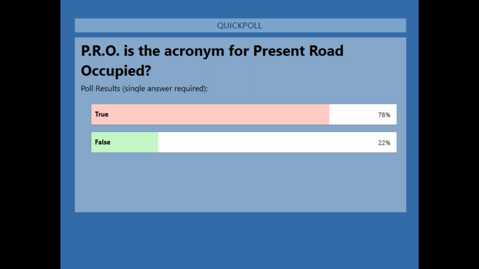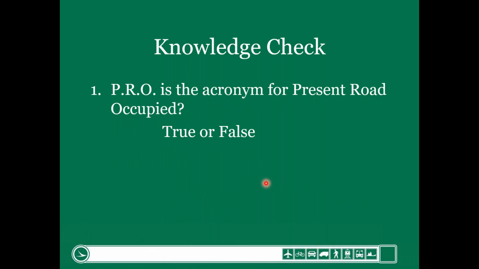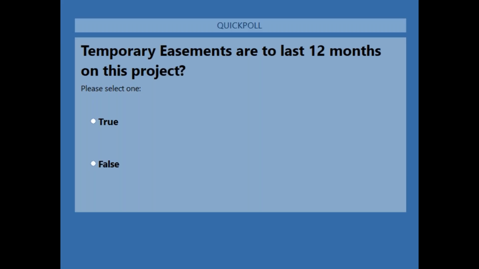We had 78% choose true and 22% choose false. So I'm going to hide the results and you can let them know what it really was. All right. So PRO is the acronym for present road occupied. True. Great. I'm going to launch the next one. Temporary easements are to last 12 months on this project. True or false? And they're answering on that one.